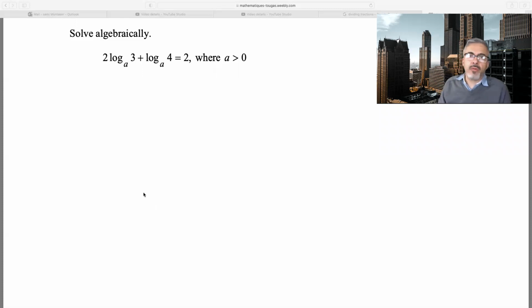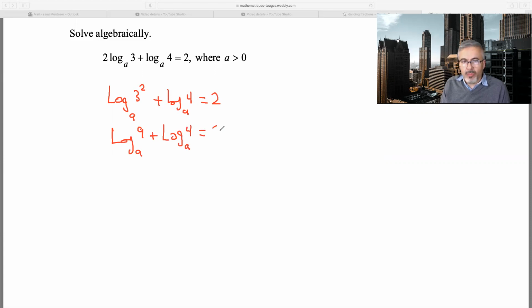Here is a log question. So they want you to solve. And here, solving means you're solving for a, the base. To be able to do this, you have to combine these two logs on the left side first. With the log rules, if we have a number in front of the log, we could just put it as the power on the 3. So log base a of 3 squared plus log base a of 4 equals 2. Now this becomes log base a of 9 plus log base a of 4, which equals 2.